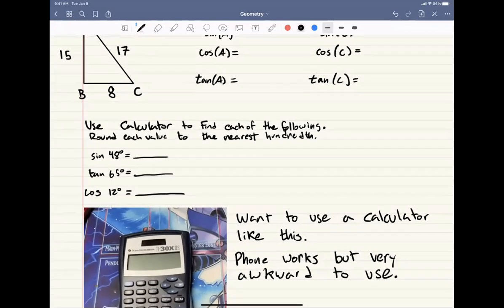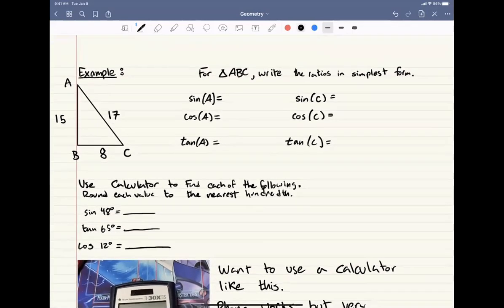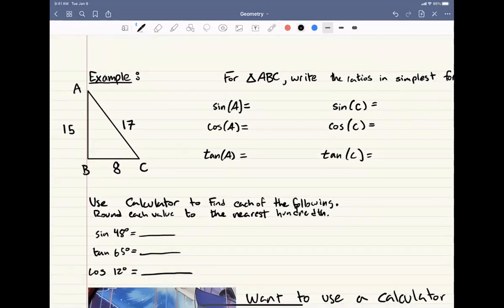Okay. Next up, we're just gonna do a problem right here. It says for triangle ABC, write the ratios in its simplest form. So they should all be in the simplest form. We're just gonna go ahead and do this really easily. So we're gonna do sine of A. We're gonna start at angle A. Remember, sine is opposite over hypotenuse. So opposite, which is 8, over the hypotenuse, which is 17.